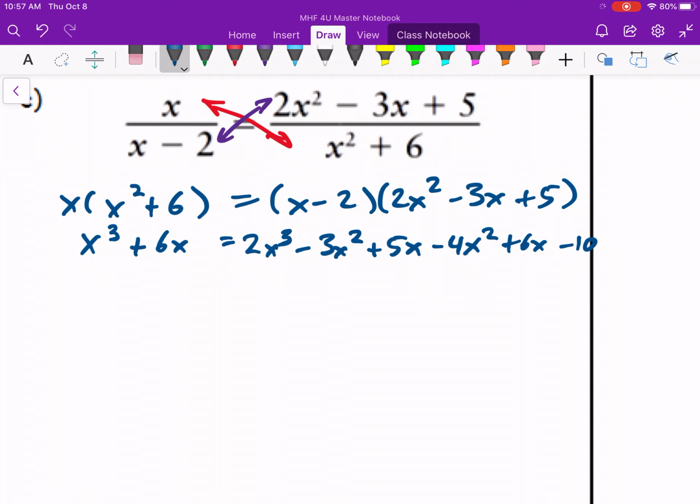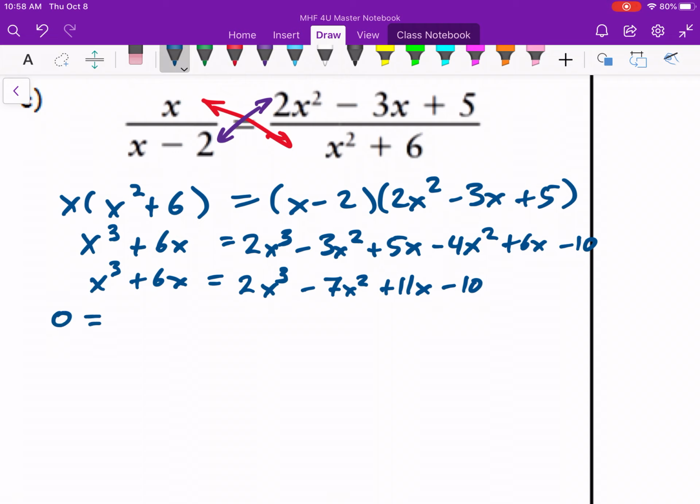Okay, and then we can simplify again. Nothing to do on the left-hand side, but on the right-hand side I get 2x cubed minus 7x squared plus 11x minus 10, and then I can bring the x cubed plus 6x over to the right to have 0 on the left, and then I end up with x cubed minus 7x squared plus 5x minus 10. That's the polynomial that we need to solve for.